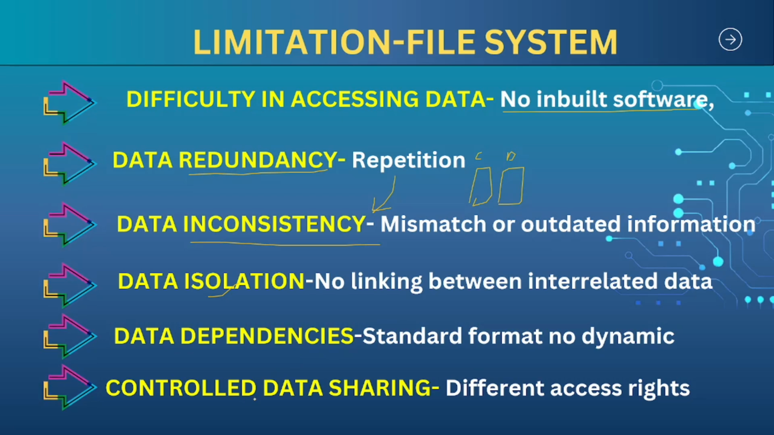And the next one is controlled data sharing. What does it mean? You are giving different access rights to different persons, which means the teachers can update the information and the parents can only view. If they want to give any suggestion or comment, they can't. That provision is not possible, so it becomes controlled data sharing. Different access rights are given to different persons, so accessing the file becomes very difficult. Clear? So these are the limitations of file system.